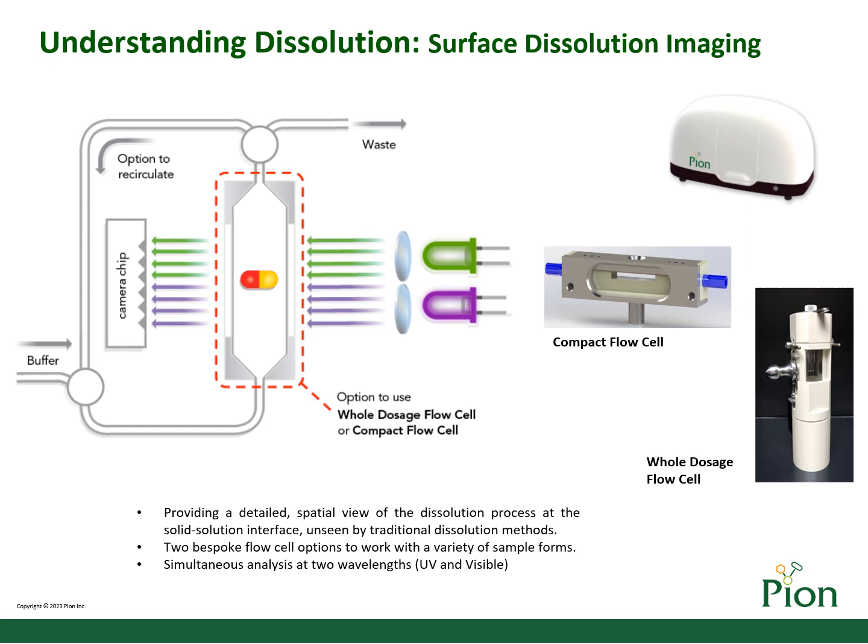2 flow cells are used, the compact flow cell and the whole dosage flow cell. The compact flow cell is designed for powder samples. The whole dosage flow cell is based on a USP Type 4 flow cell design and is used for the dissolution of larger samples, like tablets or capsules.